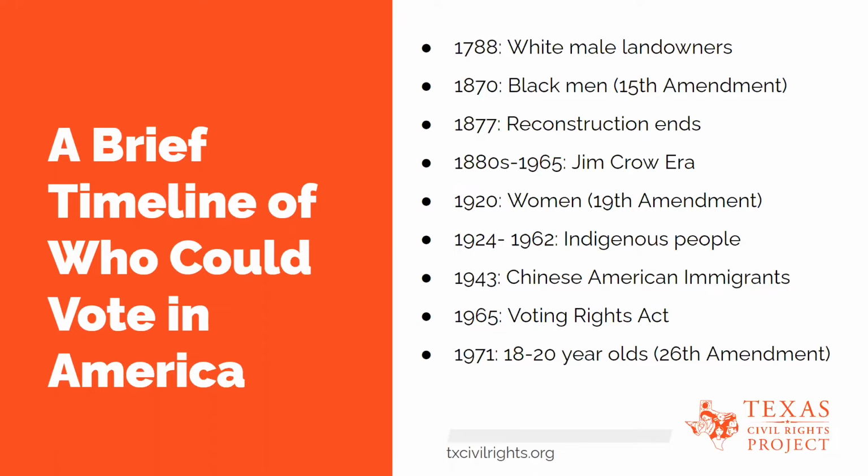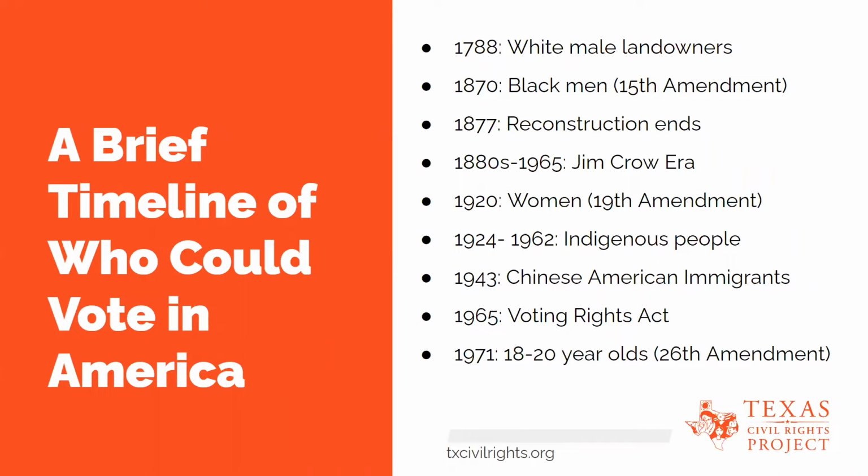In 1870, Black men won the right to vote with the passage of the 15th Amendment. Unfortunately, in 1877, Reconstruction ends, and that very quickly leads into the Jim Crow era of the early 1880s to 1965. There's no consensus exactly when the Jim Crow era began, but the general consensus is that it started in the early 1880s. And another fact to point out there is immediately after Reconstruction ends, the federal soldiers are withdrawn. Almost every one of the former Confederate states rewrote their constitutions to re-enshrine the disenfranchisement of non-white men.